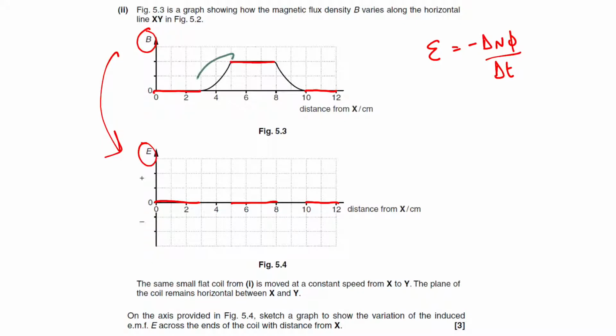However, there is a change in flux density there and there, and what we need to realise is they're going in opposite directions. So in the diagram below, we're going to need to have 2 pulses where B is changing, and because they're in opposite directions, they need to have opposite signs. So something like that would be absolutely fine.